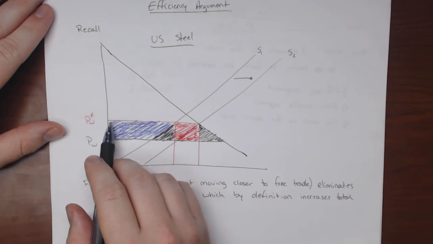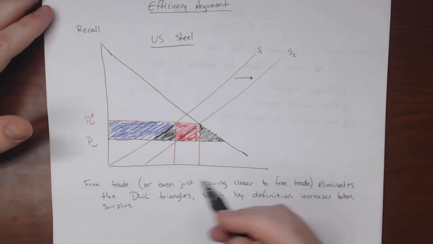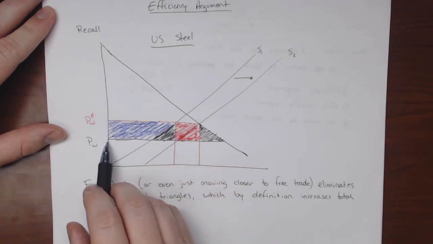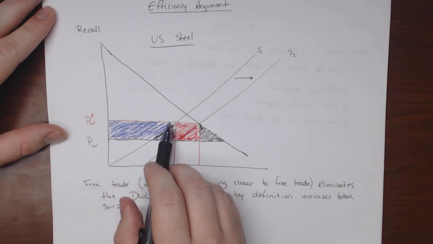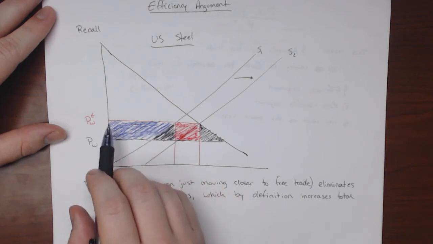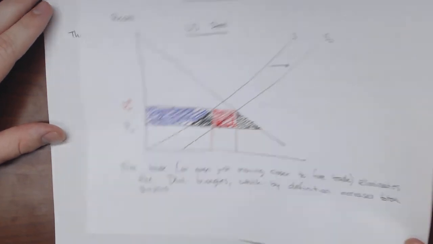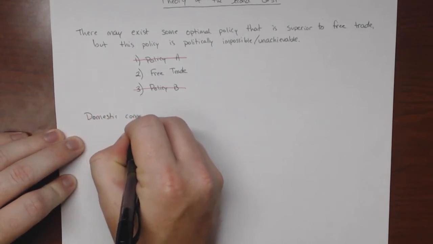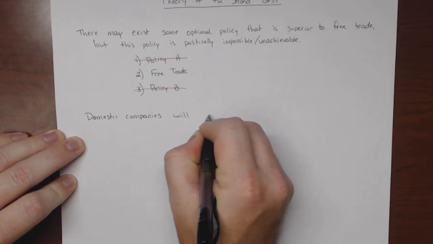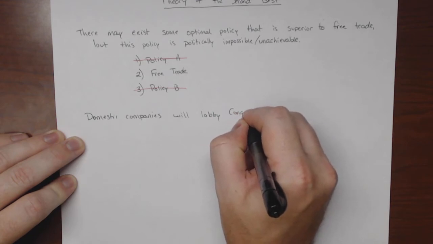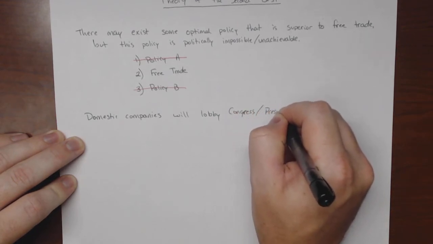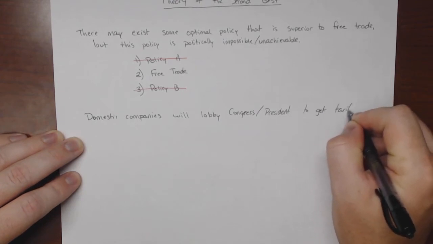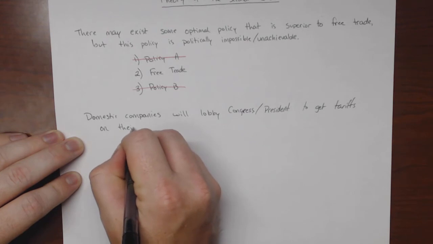The argument goes that you, as a worker in the steel industry, would support a tariff on Chinese steel because it transfers this area from the consumer to you. These are dollars that would be captured by consumers, but could instead be captured by steel producers. So the idea is that domestic companies will lobby Congress or the president to get tariffs on their products.